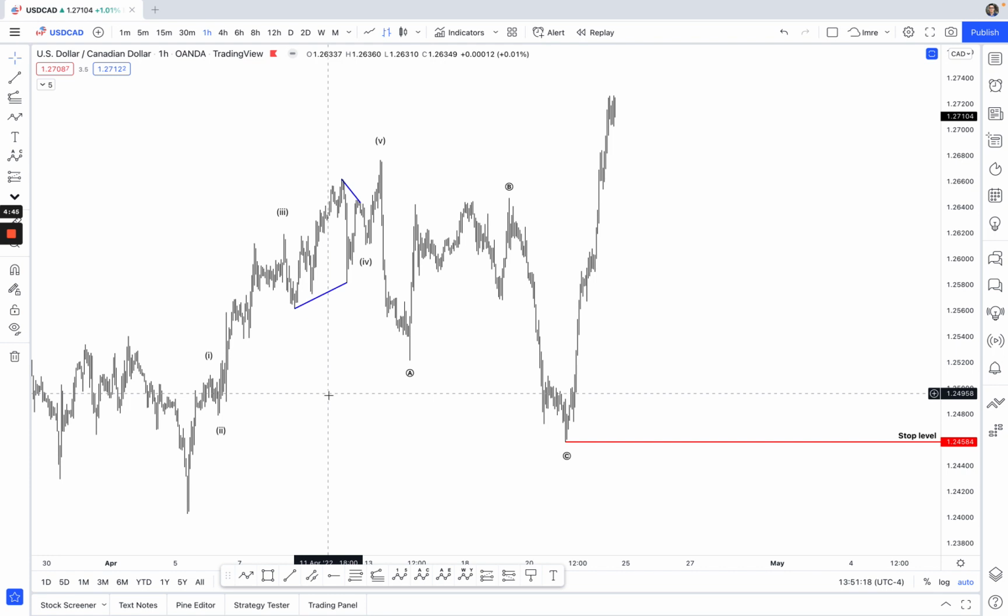And I'll be using this dollar Canada trade setup that we called out in our Discord server as an example.